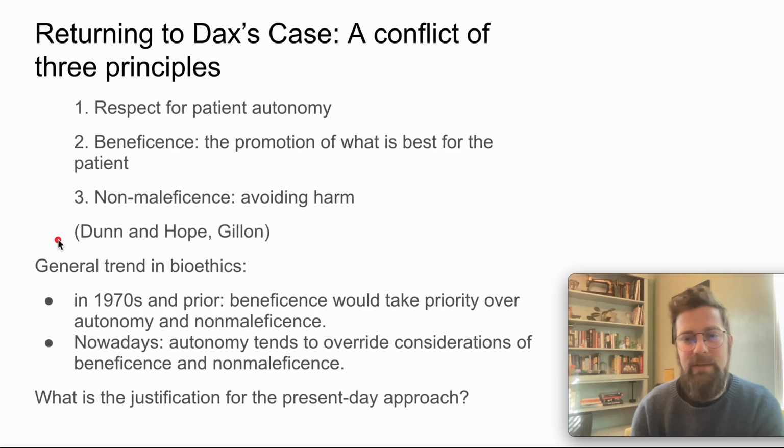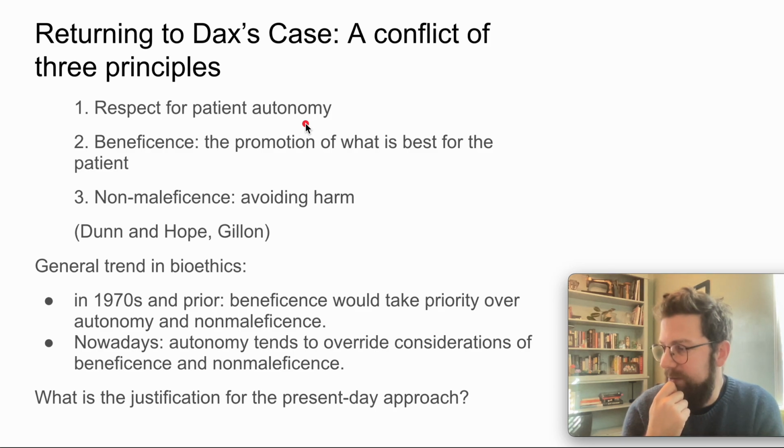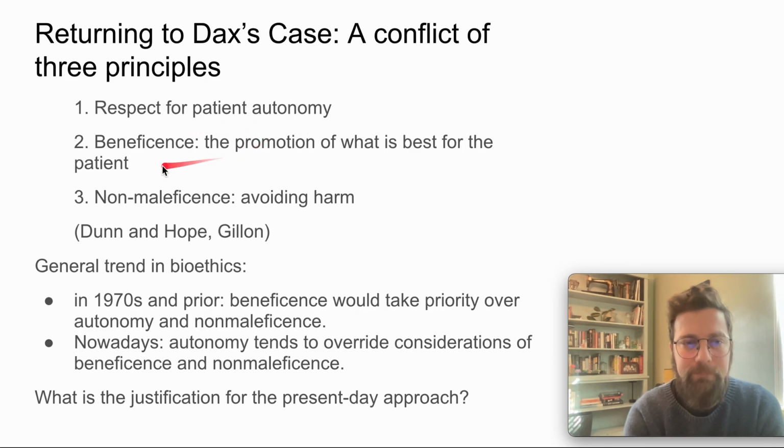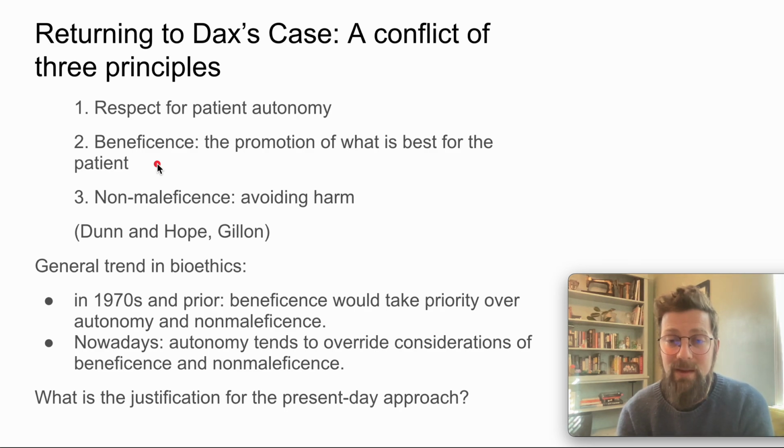And part of what we see here is a few different medical ethical principles in conflict, right? So we have patient autonomy, that is respect for a patient's acceptance or refusal of certain kinds of treatment, especially when they're competent. We can talk about beneficence, the promotion of what is best for the patient. So the principle of beneficence would be focused on the fact that we can give Dax a life worth living again, by treating him, by dressing his wounds, by putting him through multiple surgeries.